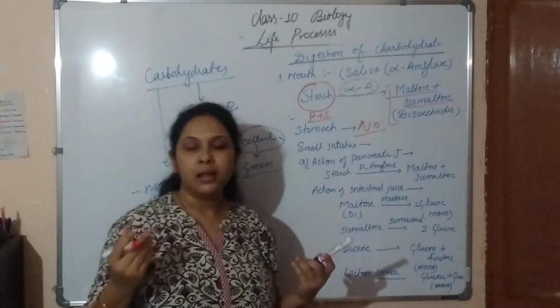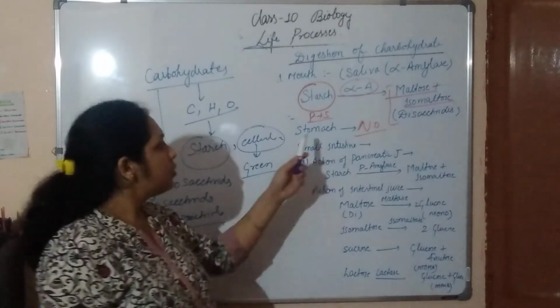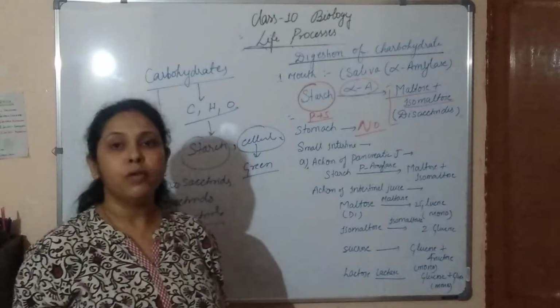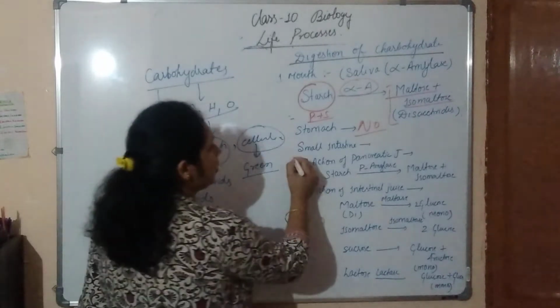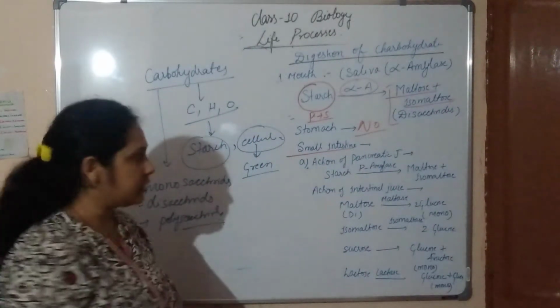Now in the stomach, no digestion takes place, and in the esophagus also. The esophagus is not an area where any type of digestion takes place. In the stomach, the gastric juice doesn't contain anything which digests carbohydrate. Now, whatever the food moves to next is the small intestine.